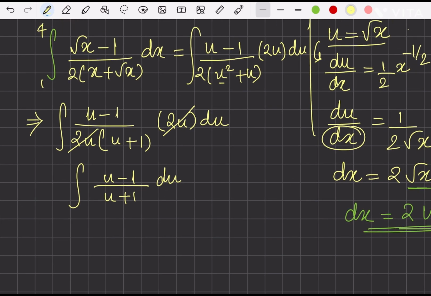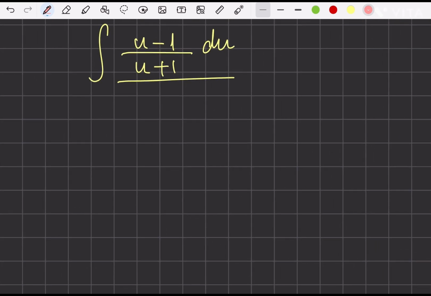Alright. Now I have changed all my equation in u. So the limits which are given to me, these are for x, right? Hence I will convert my limits also in terms of u. That means I can say that x is nothing but u square, or I can say root x is nothing but u.